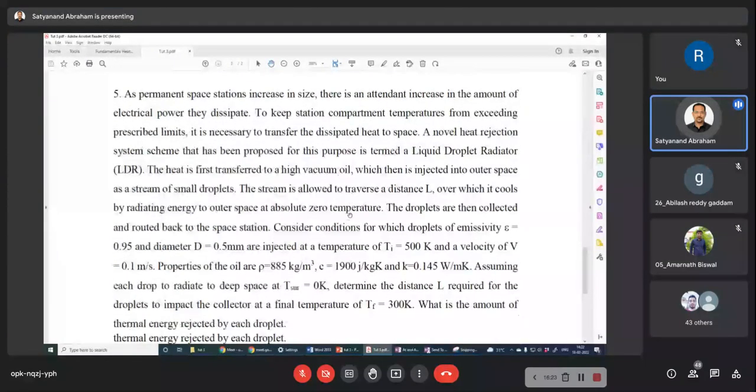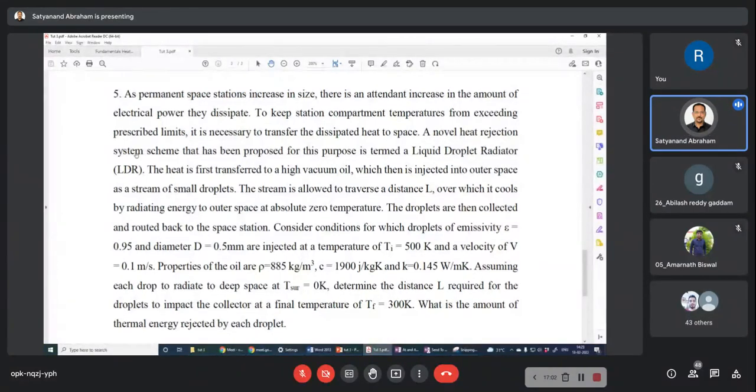One problem you can see first, the simple problem. Here it is a cooling application in space. As permanent space stations increase in size, there is an attendant increase in the amount of electrical power they dissipate. To keep a station compartment temperature from exceeding the prescribed limit, it is necessary to transfer the dissipated heat to space. Whatever heat is generated by the electronic components needs to be dissipated to space. There is a novel idea for that.